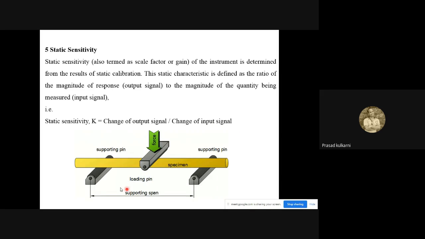And in this diagram it is shown, this is the specimen on which the force is applied. So here the input force with respect to the output deflection can be taken for measuring the static sensitivity. The applied force and the actual resistance developed by the specimen must be the same.